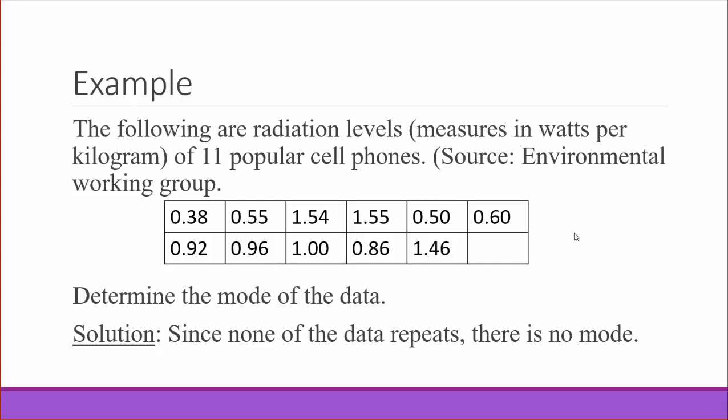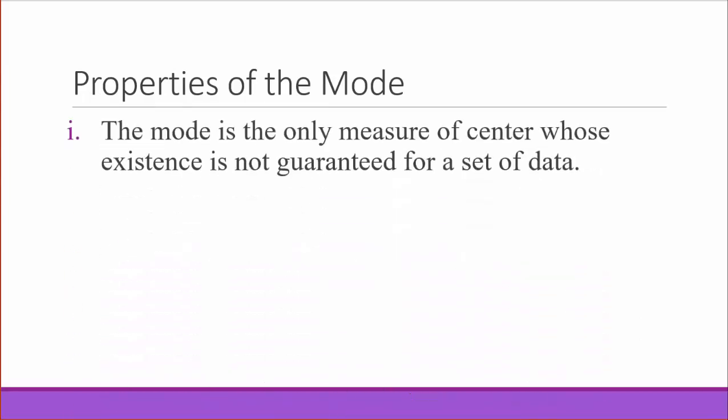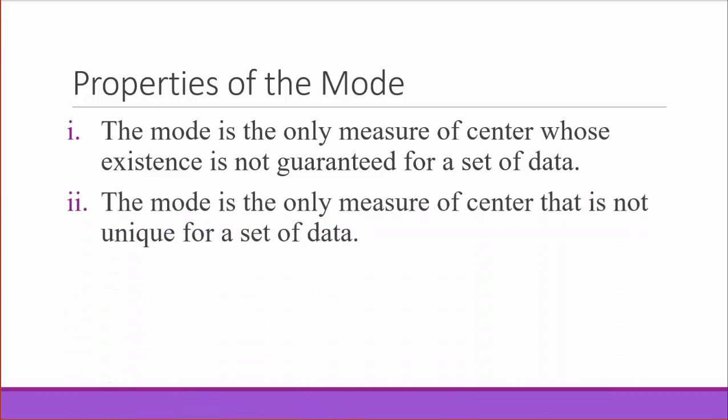Alright, so let me talk about some of the properties of the mode, because I said some of its properties are really pretty unique. First, the mode is the only measure of center whose existence is not guaranteed for a set of data. In other words, we just saw an example where the mode didn't exist. That's not the case with the other measures of center we had. If we had level appropriate data, we could always find a mean or a median. That's not the case with the mode, as we just saw in that example.